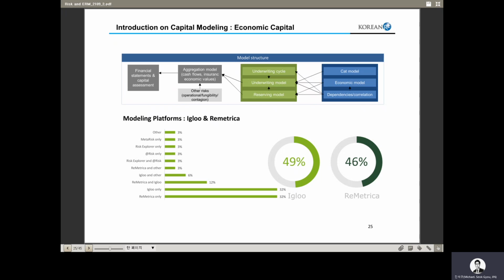There are some outside vendors which develop internal insurance risk modeling platforms. They use statistical and mathematical expertise and reinsurance experience to analyze all of these processes. Igloo and Remetrica are the names of the platforms that are the most well-known in the reinsurance industry right now.